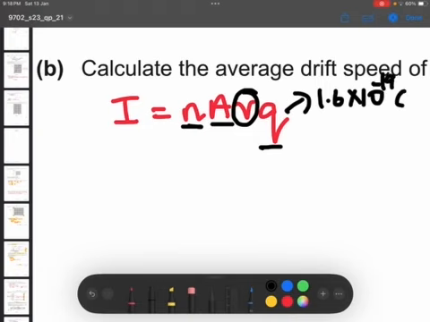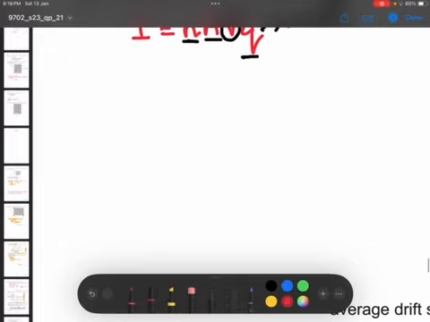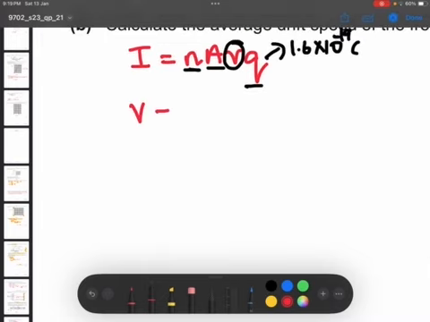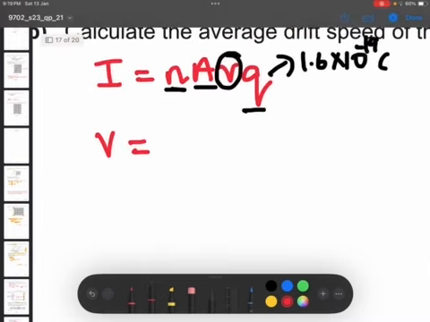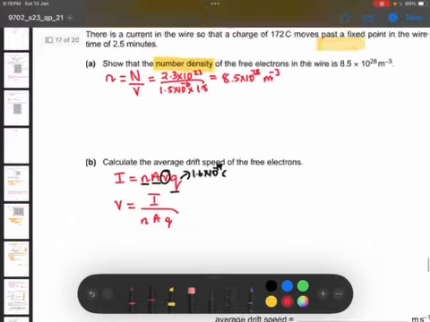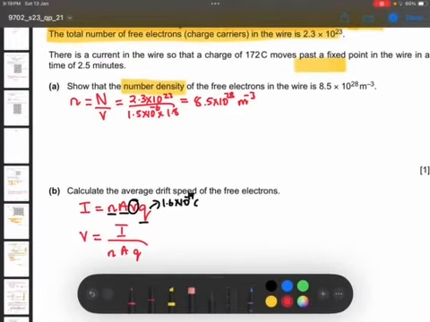So knowing this, we want to find the drift speed. What must we do? We must make v the subject of the formula, so v equals I over n A Q. But we must remember that we are not told the current. We were told about the charge, and we are told about the time that this charge flowed.